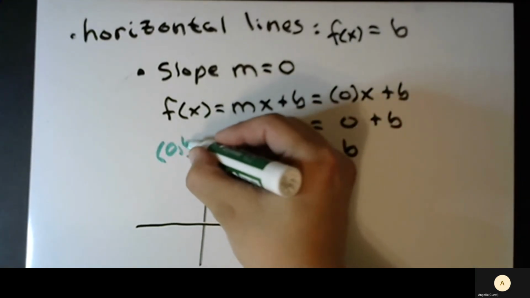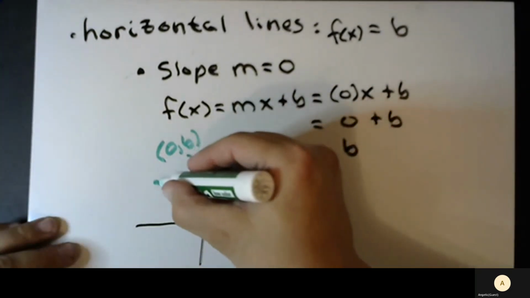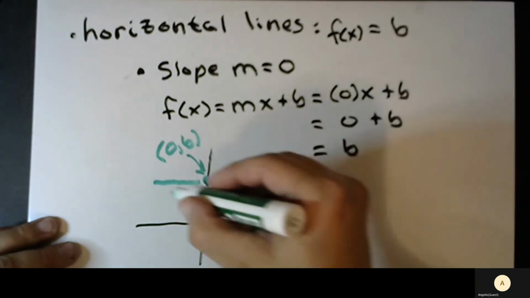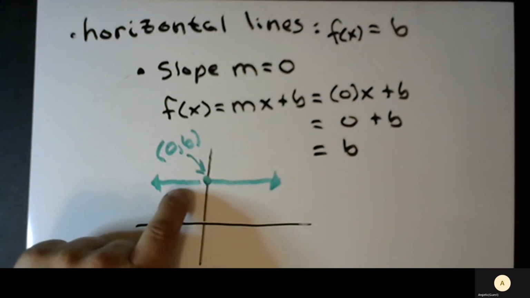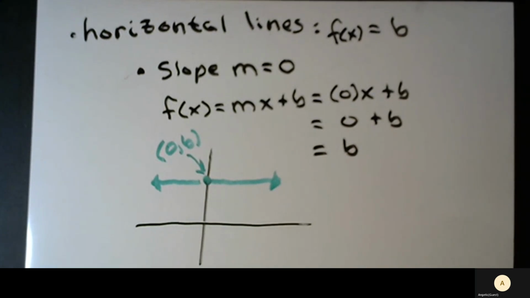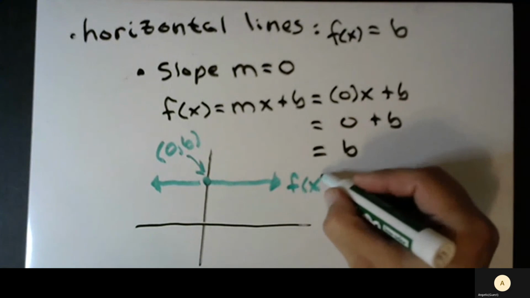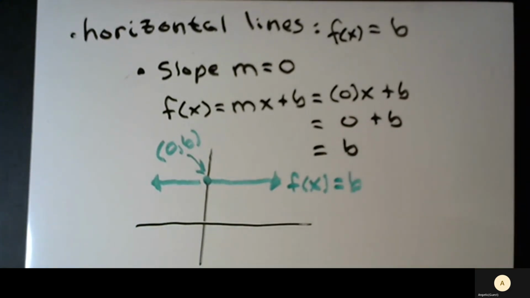Zero comma b, and through that y-intercept, it'll draw a perfectly horizontal line that'll be parallel to the x-axis. So that's how you get perfectly horizontal lines.